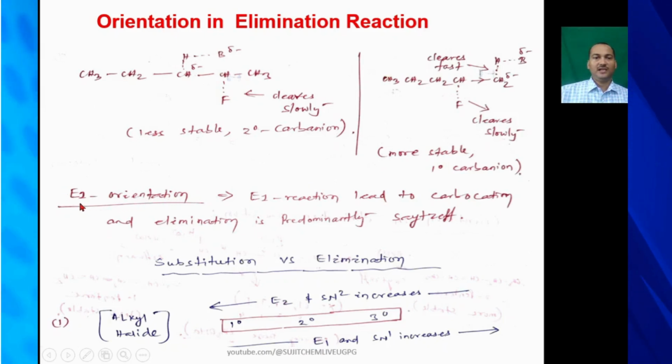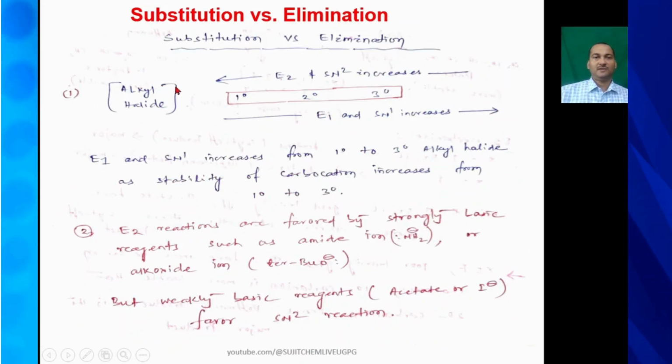Next is E1 orientation. E1 reaction leads to a carbocation, and elimination is predominantly Saytzeff. Here you can see we have this alkyl halide. Going from primary to tertiary, the E1 and SN1 reaction mechanisms will increase. And going from tertiary to primary halide, E2 and SN2 reactions will increase.